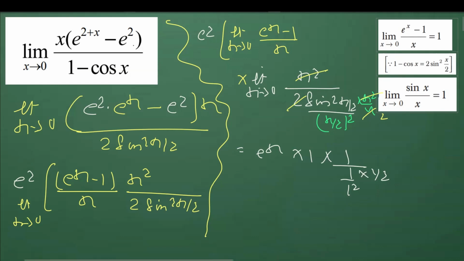And this is not e raised to the power x, this is e raised to the power 2. So what do we get? e raised to the power 2. And the reciprocal of half is what? 2. So the final answer will be 2 times e raised to the power 2 for this question.